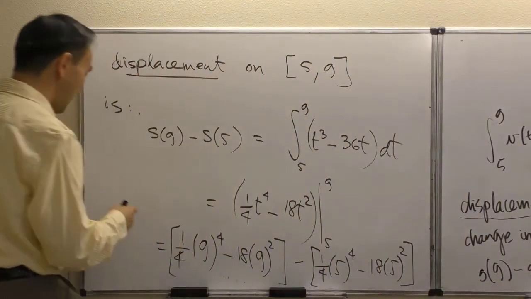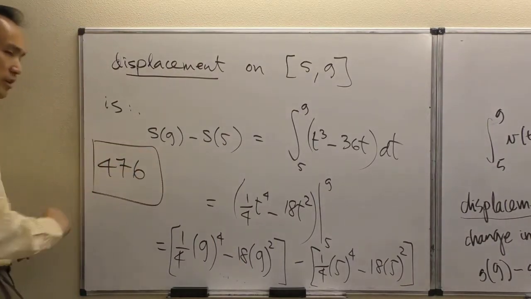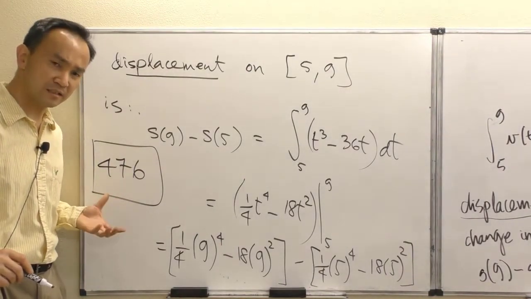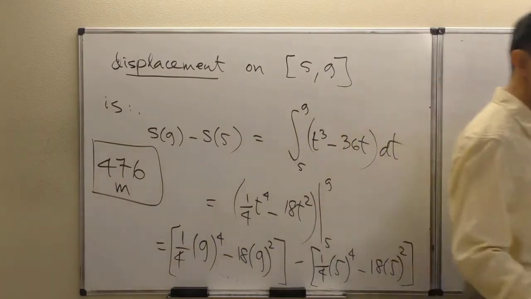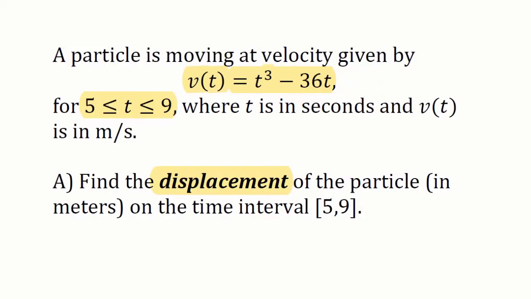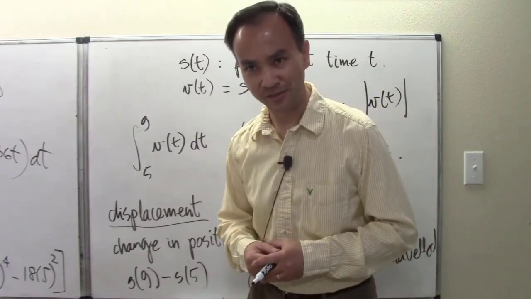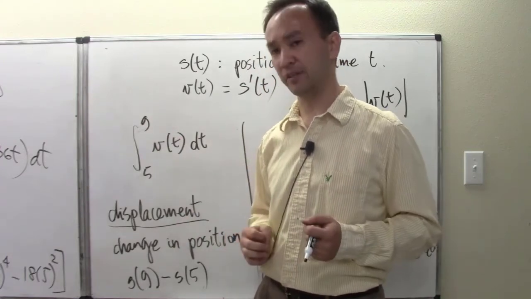All right, the final answer I have here came out to be 476. This is an actual applied problem, so what should be the appropriate units? It's meters, due to the fact that the velocity itself is measured in meters per second. That means we changed our position by 476 meters. What kind of path that is should not matter. It could be just a straight line path.